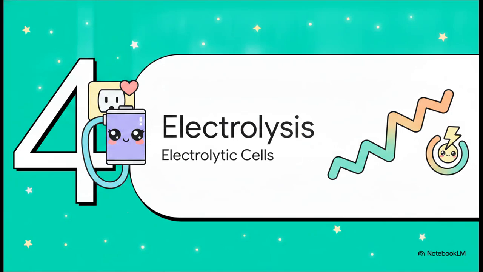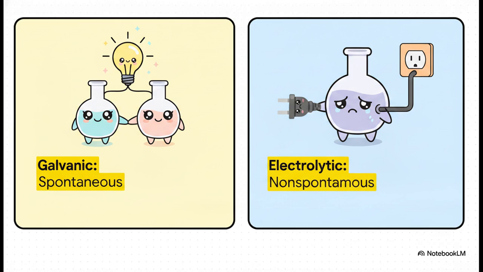Which brings us to Section 4, electrolysis. Now we're going to totally flip the script. Let's look at what happens when a reaction is non-spontaneous, which is basically like plugging a dead battery into the wall to recharge it. Galvanic cells are spontaneous. They're separated into 2 containers, and they are a working battery that generates electricity.